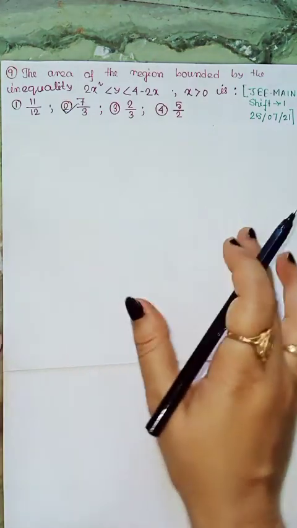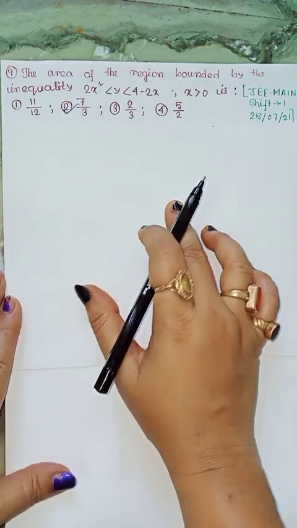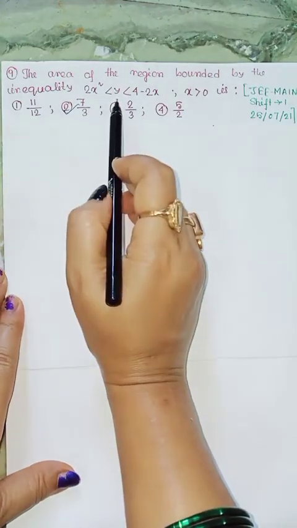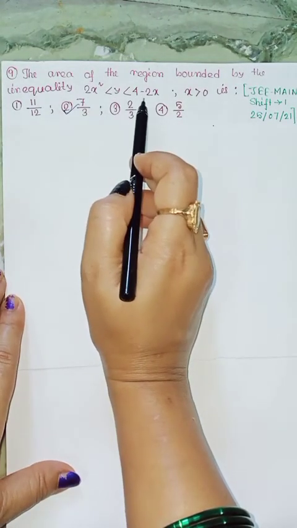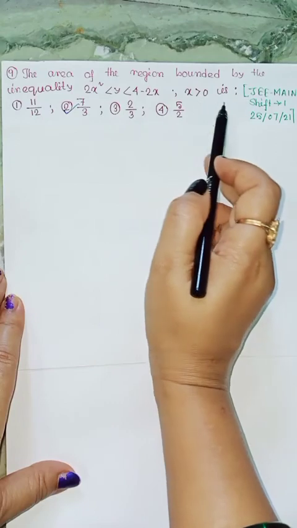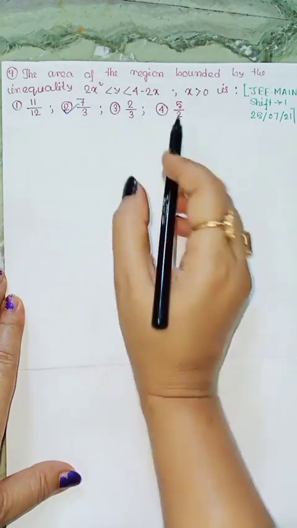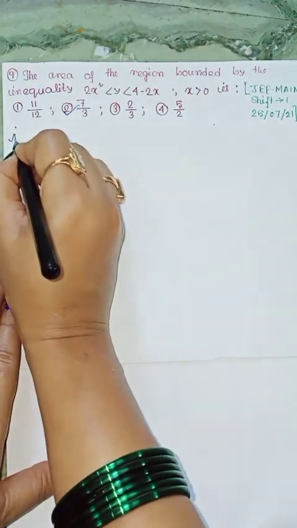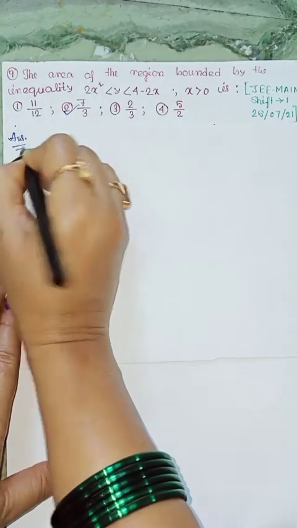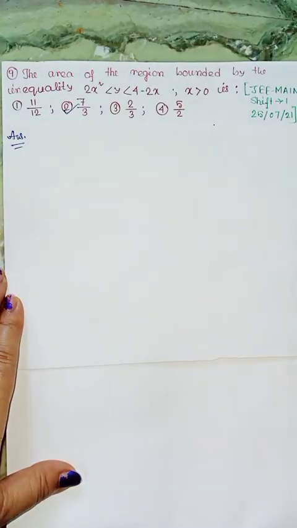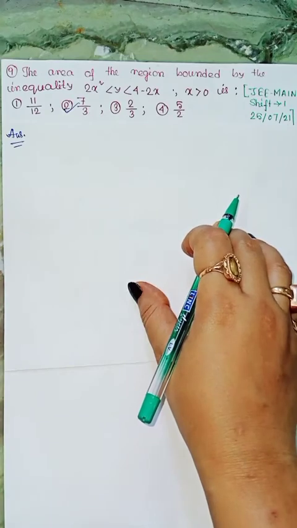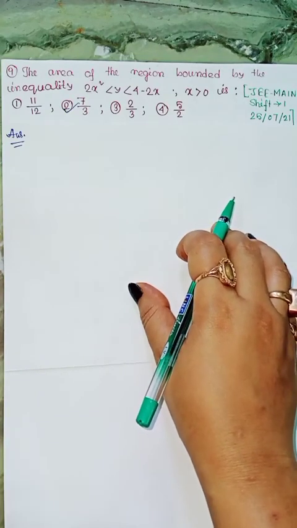Today we solve JEE Main Shift 1, 25th of July 2021, question number 9. The area of the region bounded by the inequalities 2x square less than y less than 4 minus 2x and x greater than 0 is... 4 options are given. So this is the question on area bounded by the curve. At first let's draw the picture.